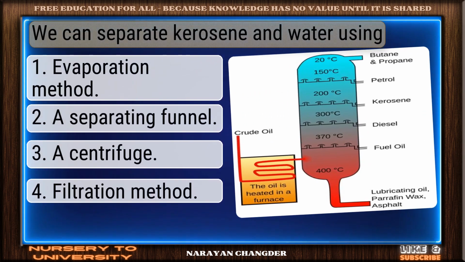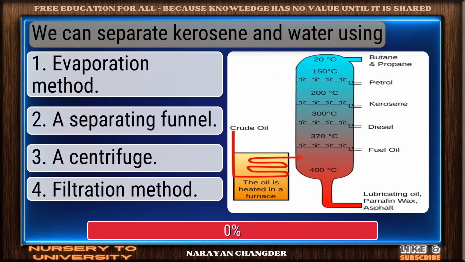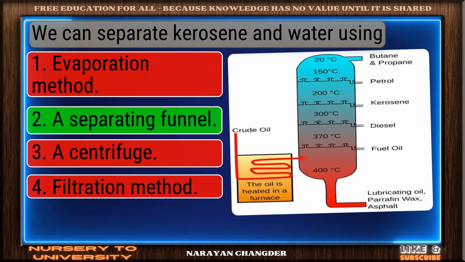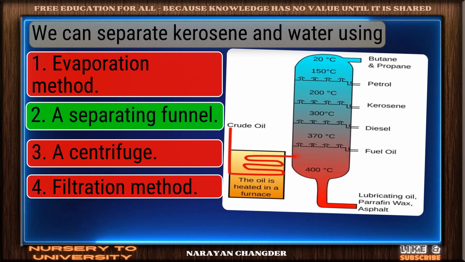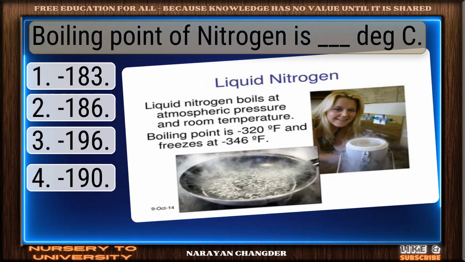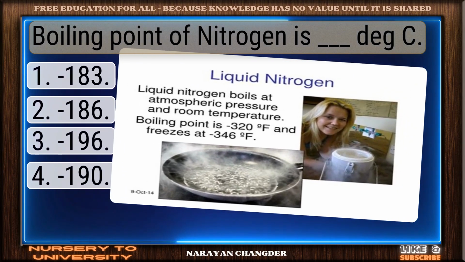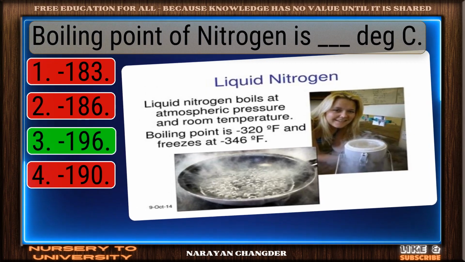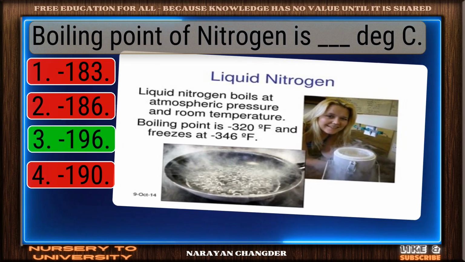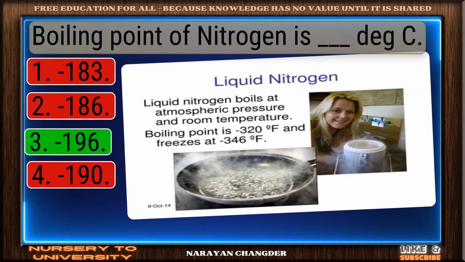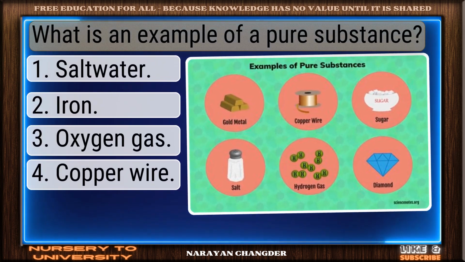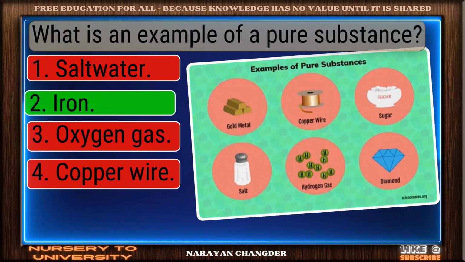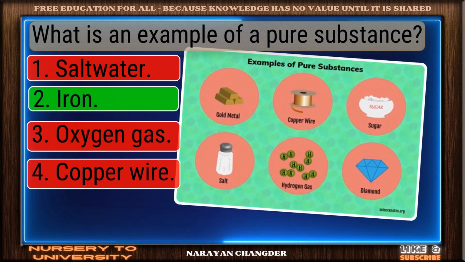Question number 231. We can separate kerosene and water using? Right choice. A separating funnel is the best answer. Question number 232. Boiling point of nitrogen is dash deg C. Correct response. 196 is the most accurate answer. Question number 233. What is an example of a pure substance? Smart move. Iron is an accurate answer.